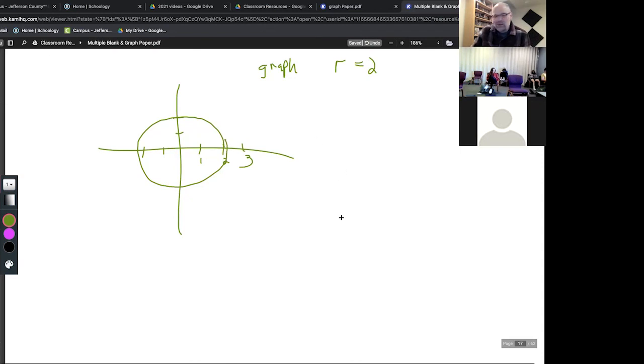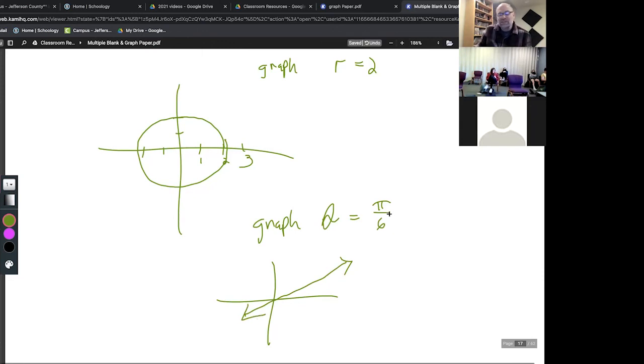And then graph theta equals pi over 6. Here's another kind of graph where they're just asking you to graph theta equals pi over 6. Well, pi over 6 is about right there at 30 degrees, so you're just drawing a line going out at 30 degrees. In the past, we would call this slope, but in polar coordinates, we have an actual degree or radian that tells us which direction to go. If you don't know where pi over 6 is, you can convert pi over 6 to degrees by multiplying by 180 over pi. But you should be able to find these on your unit circle chart, so you should be good.